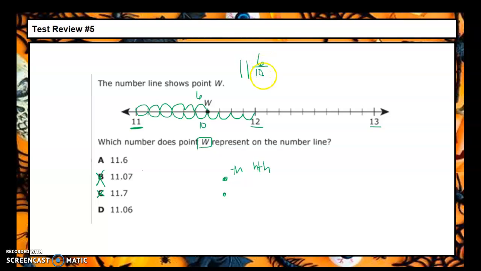So if I want to put my 6 in my tenths place, it's got to be right next to it. So this couldn't be it because that's in the hundredths. So A is your best choice on that one.